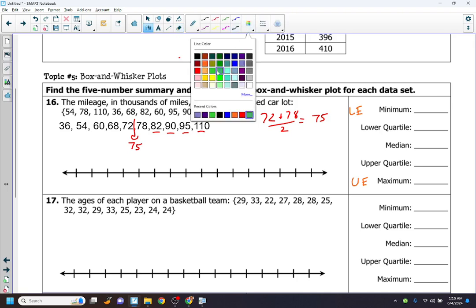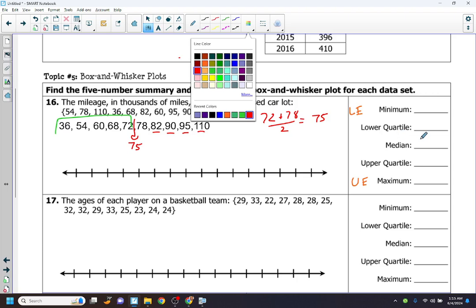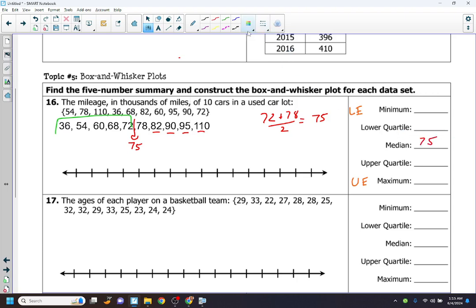Now, I'm going to have to find the middle of the first half. Let me put that 75 here. That's the median. Now I want to find the middle of the first half. That's going to get me the lower quartile. Remember, 72 is not the middle, it's 75, so 72 is part of this data. In this case, it's 60. So the lower quartile is 60.